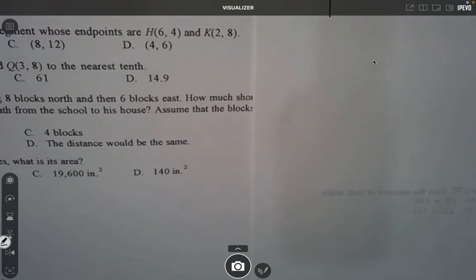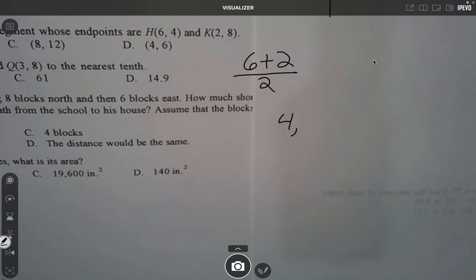Okay. So to find a midpoint, it's basically taking an average. You add them up, divide by 2. So 6 plus 2. Does everybody understand where I'm getting the 6 and the 2 from? Yes. We take the x values, add them together, and divide by 2. What is 6 plus 2? 8. And 8 divided by 2 is 4.